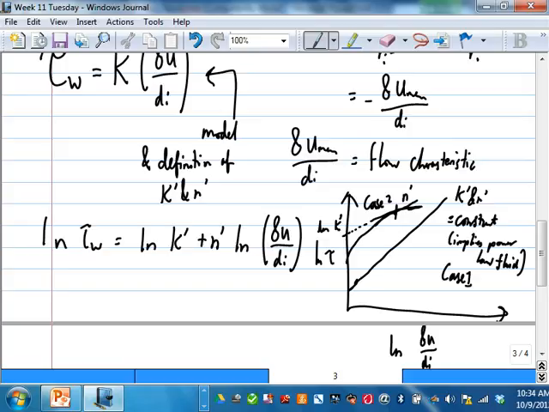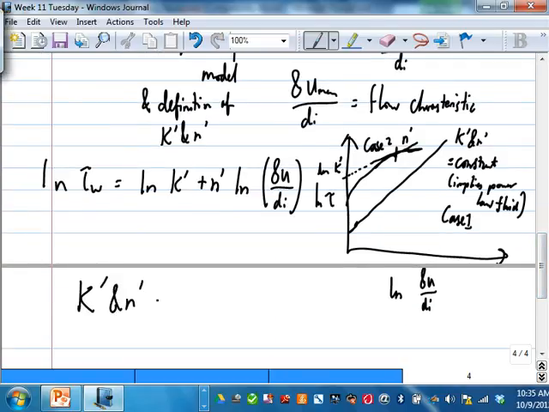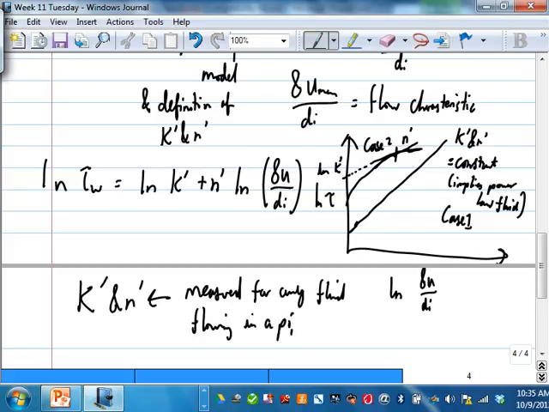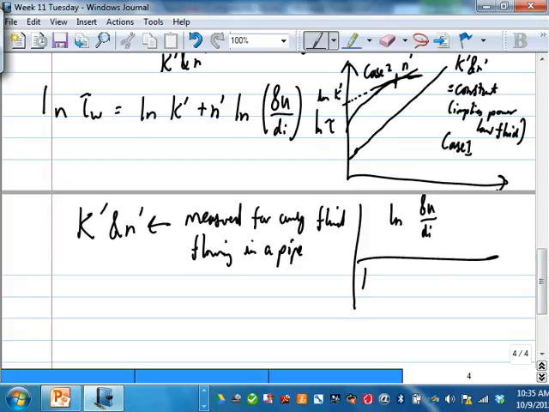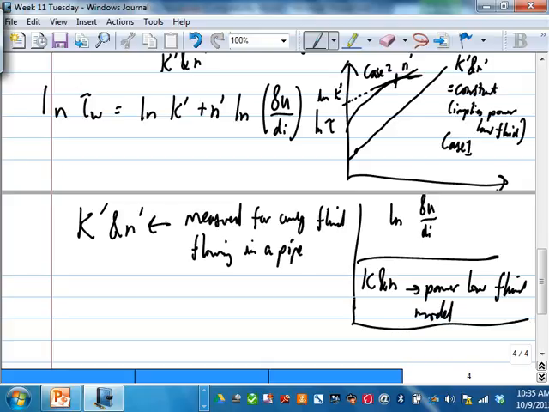Remember, yesterday we talked about K and N for the power law fluid. That only applies to the power law fluid. K prime and N prime are a curve fit, so they are different. K prime is not K; actually N prime is N, but in general K prime and N prime are a curve fit measured for any fluid flowing in a pipe. Yesterday's K and N are for the power law fluid model. It's only a model. We can't tell the fluid to behave like that if it doesn't want to. Is that okay so far?